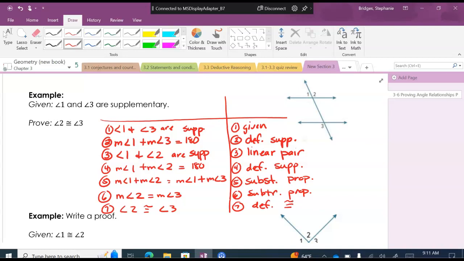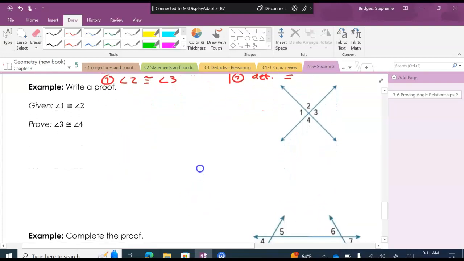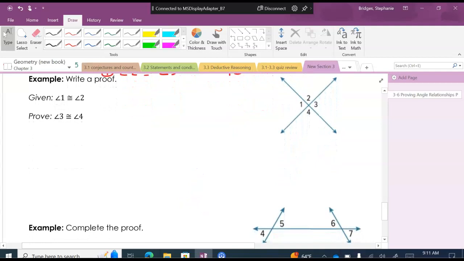Are we kind of okay with that? So, maybe, not really. All right, let's take a look at the third one here. This one's not quite as long. Go ahead and set up your statements and your reasons. We already know what the first one is.